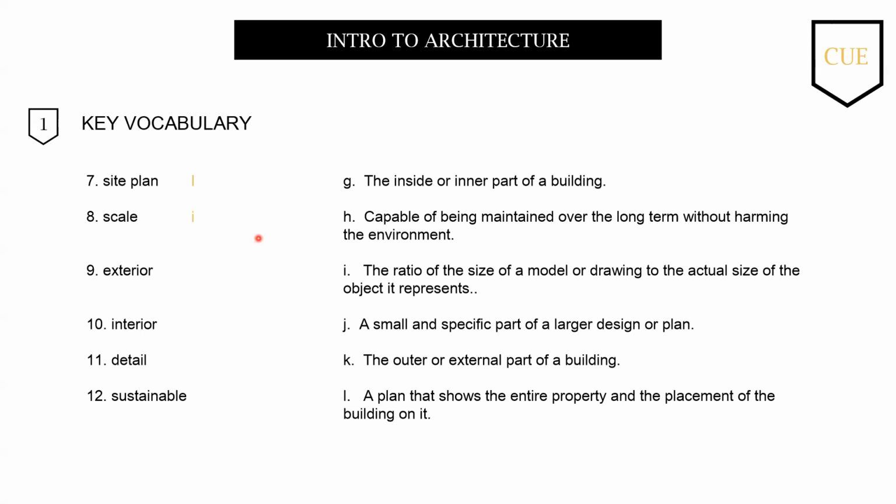9, exterior. K, the outer or external part of a building. 10, interior. G, the inside or inner part of a building. 11, detail. J, a small and specific part of a larger design or plan. Number 12, sustainable. H, capable of being maintained over the long term without harming the environment. Sustainable architecture. Wow, these projects are always interesting to work on.